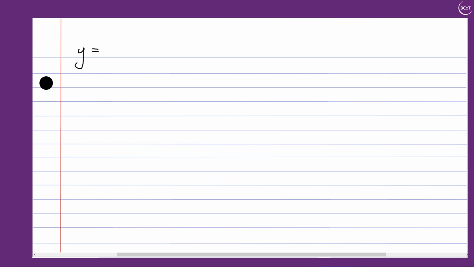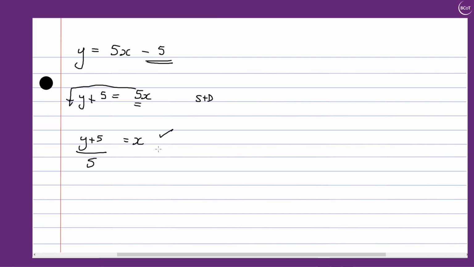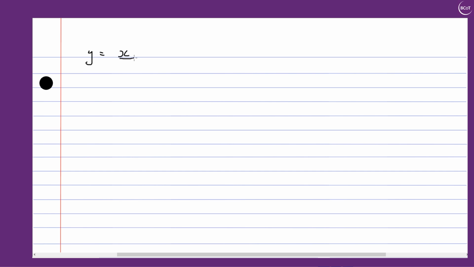Pick up a bit of speed as we're going along. Y equals 5x minus 5. So change the minus 5 to plus 5, put it on the other side, and then divide both sides by 5. So we swap and drop the 5. It gives us y plus 5 all over 5 equals x, which is our answer. Or you could put it as x equals y plus 5 over 5. That's correct as well.